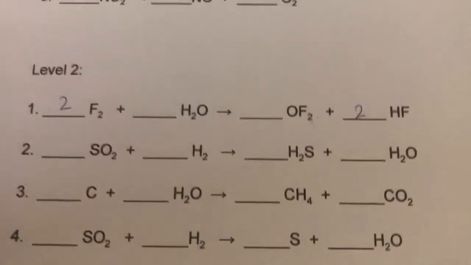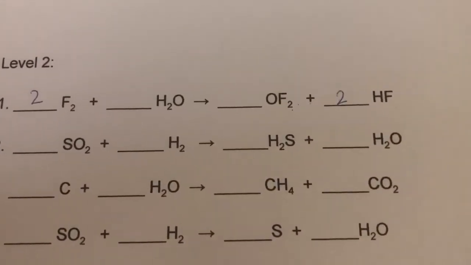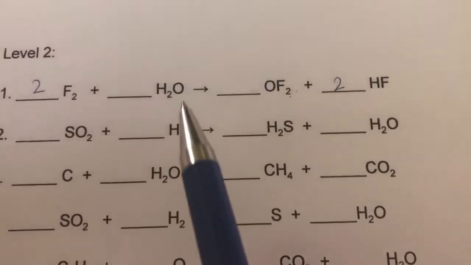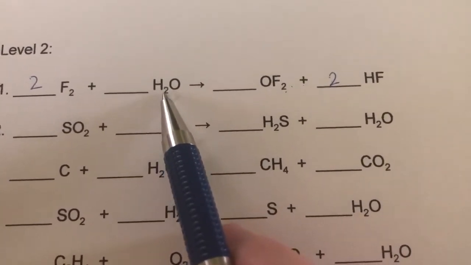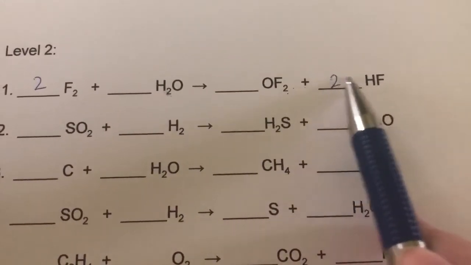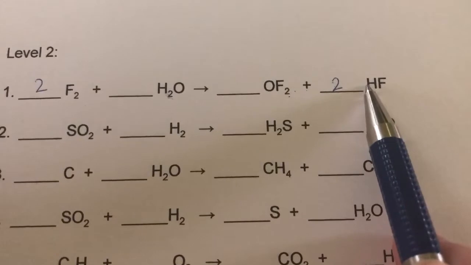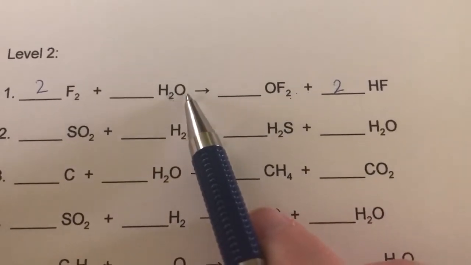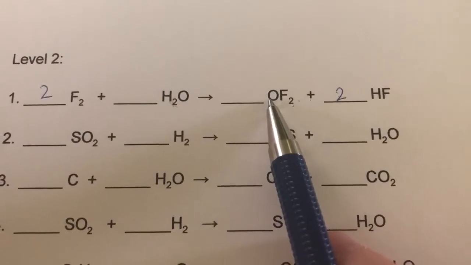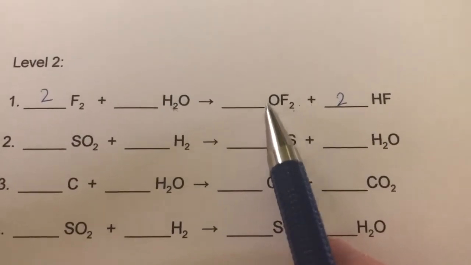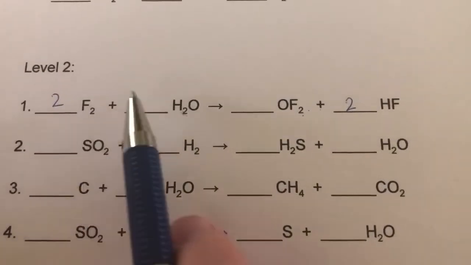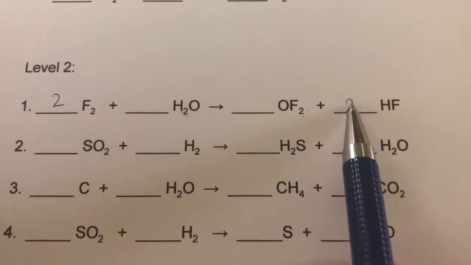Now I have hydrogen and oxygen. Neither one of them are by themselves. They're in a partnership with something. So let's just look at them first. I have 2 hydrogens here. I now have 2 hydrogens there. These match. Here I have 1 oxygen in water, and I have 1 oxygen in oxygen difluoride. They match. Everything then is balanced. My ratio is 2 to 1 to 1 to 2.